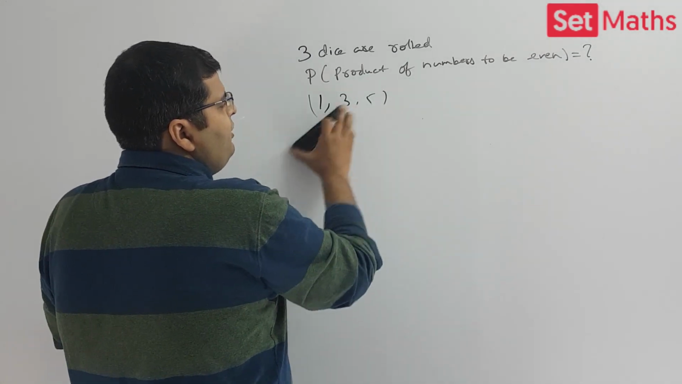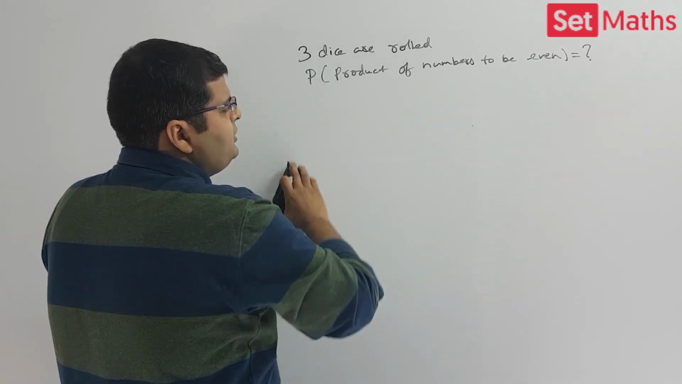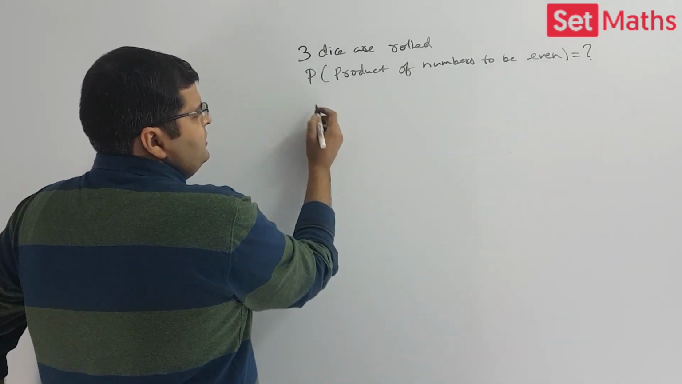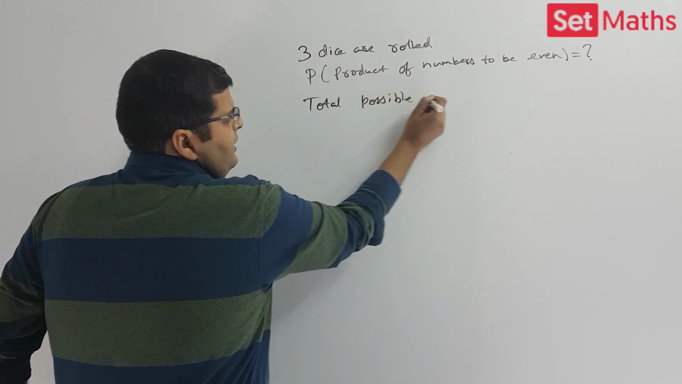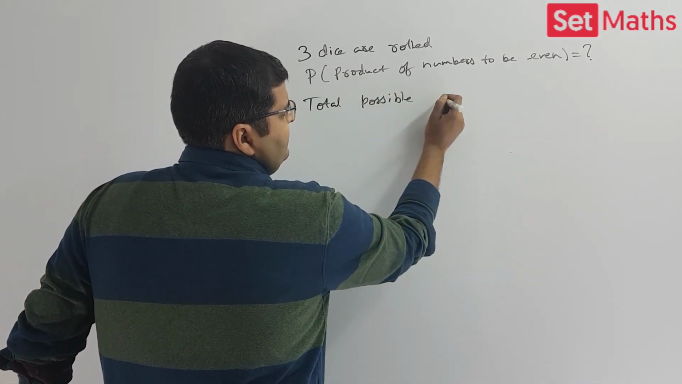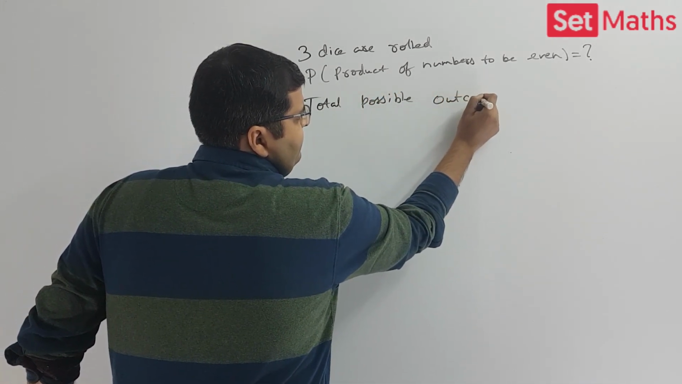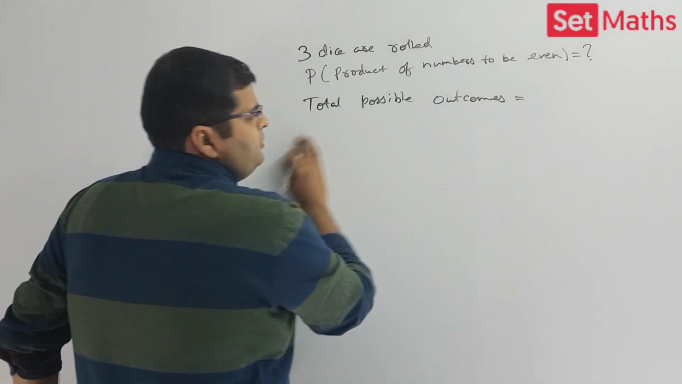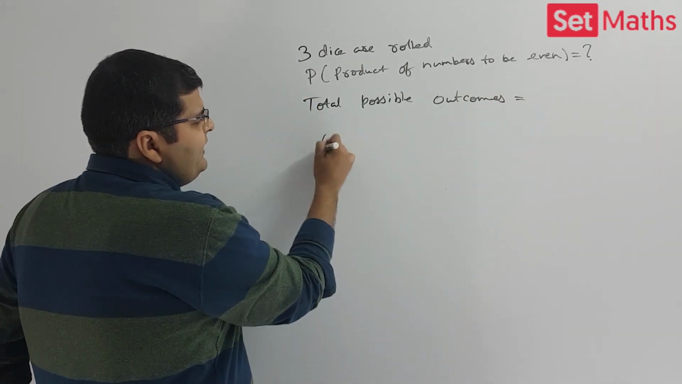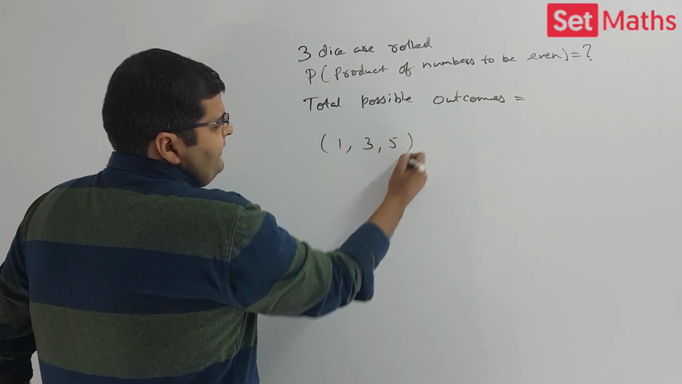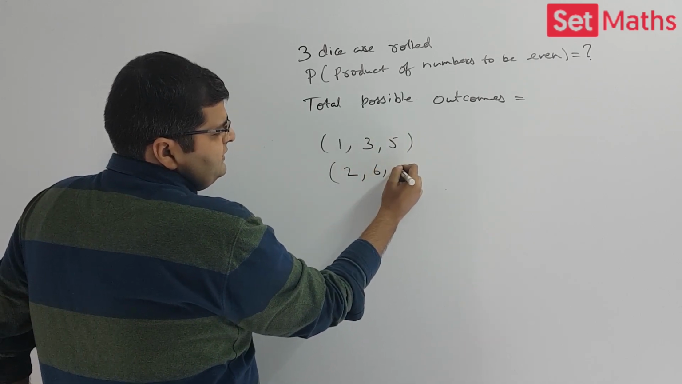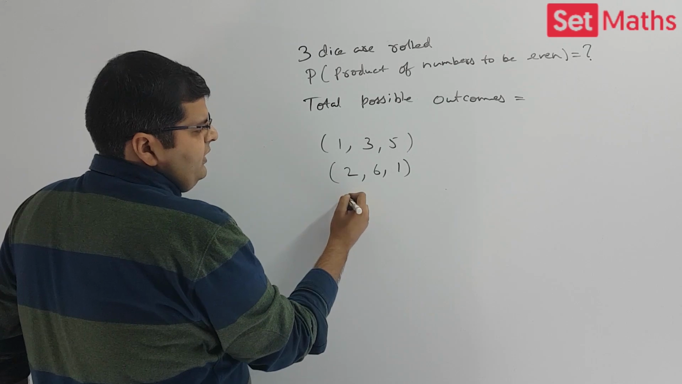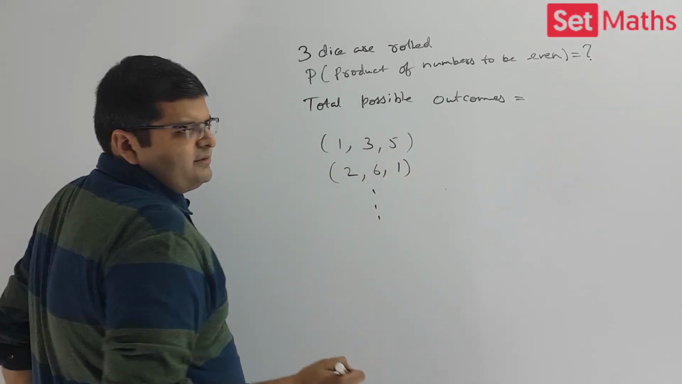So first of all, we'll find the total possibilities. Total possible outcomes. First of all, we'll find that, because in probability that will be the denominator, total possible outcomes. So if I can get 1, 3, 5 as one of the outcomes, 2, 6, 1 as the other outcome, there are these many outcomes.